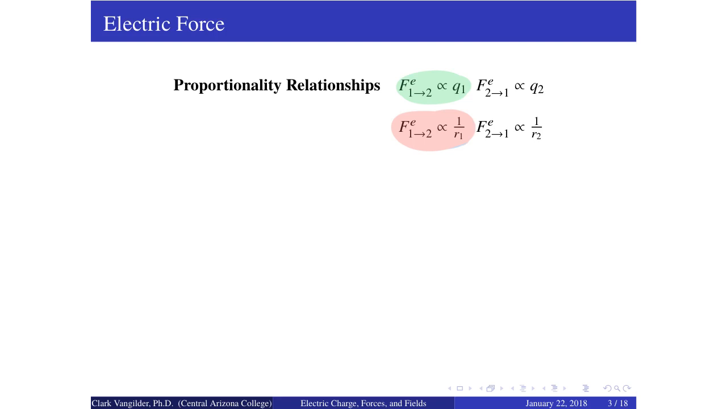If we wanted to write a law of electric force, we would say, well, electric force directly proportional to charge, inversely proportional to distance of separation. Because charges only exert forces on other charges. It's not like a charge exerts a force on itself. That's one key idea.